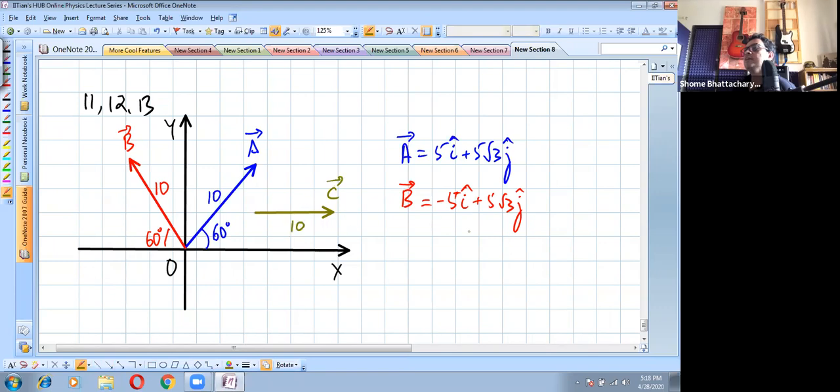Vector C is just pointing along the positive x-axis. So I can see that vector C is plus 10 i cap. Correct? Yes, you verified that's correct. Should be getting this right. Okay, now you don't have to do anything else. You have to just check out the options.